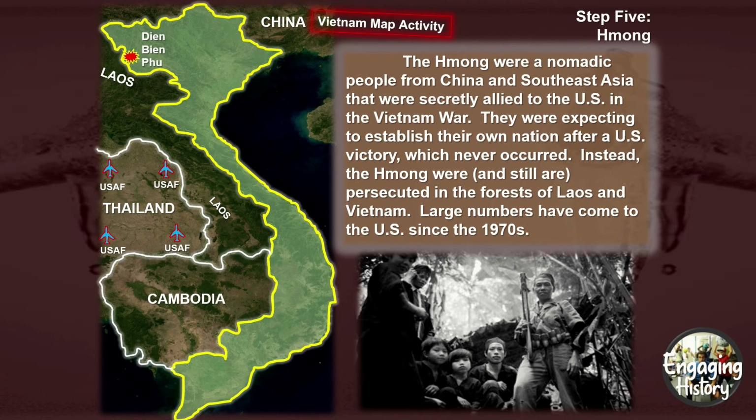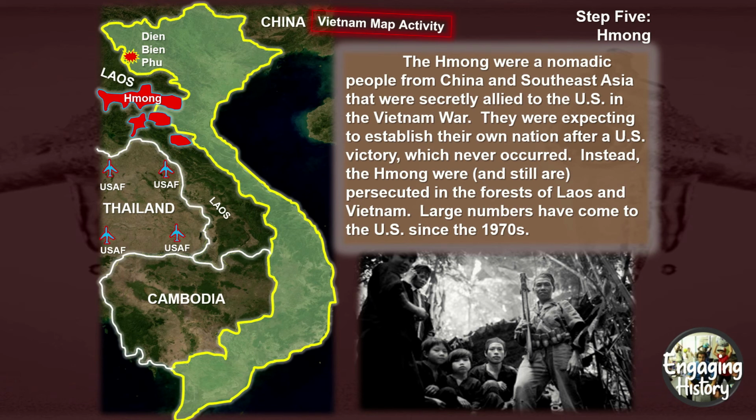Another step, I asked my students to label Laos and Cambodia, and then to draw in some of this area where the Hmong people lived. They helped the United States in the Vietnam War with the expectation that after we won, which we didn't, that they would establish their own nation. Later, as the United States pulled out of Vietnam, the Hmong people were left as enemies to the governments of Laos, Cambodia, and Vietnam.